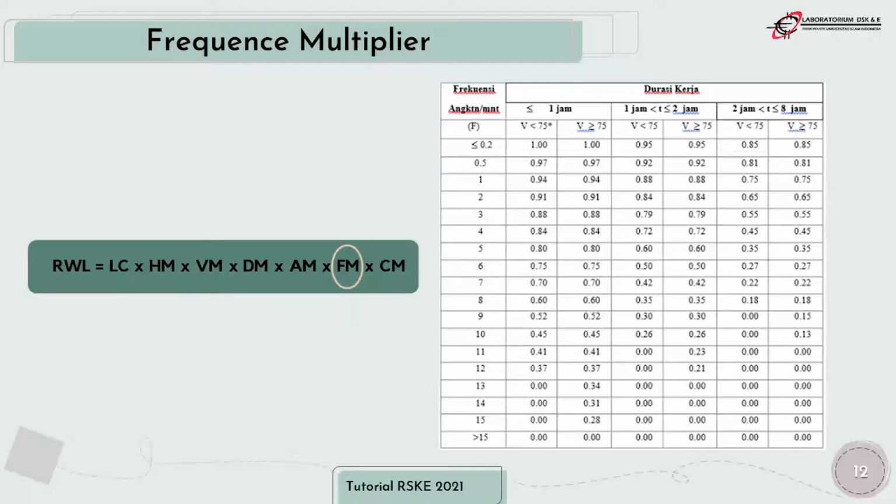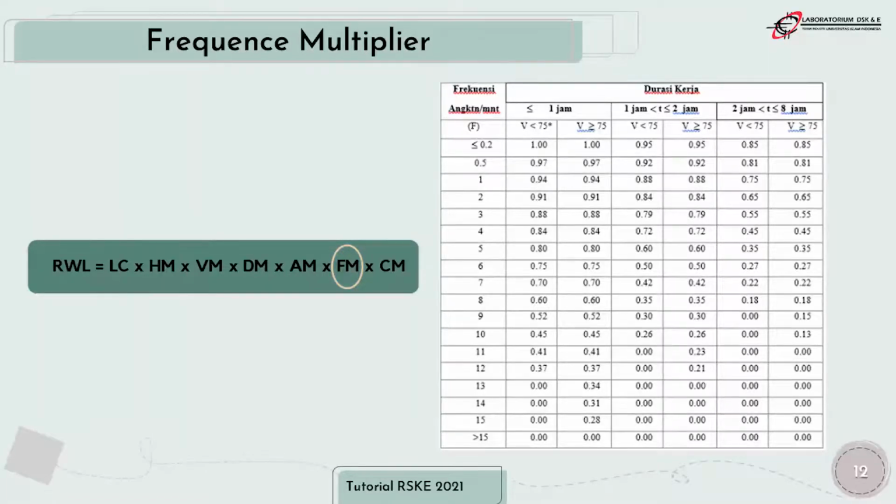Okay, now we move on to the next variable, which is frequency multiplier. This frequency multiplier is the average lifting frequency measured in units of lifting per minute. So later, for the frequency multiplier, you don't have to do data retrieval because it has been determined in the case study according to the code of each assistant supervisor. But if you want to know how to get the frequency value, you can use the table in this slide.